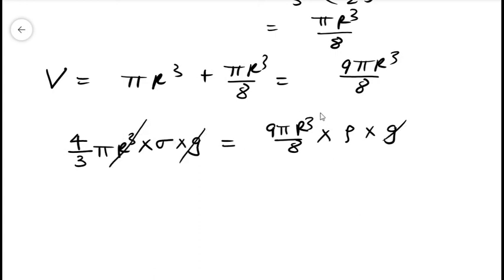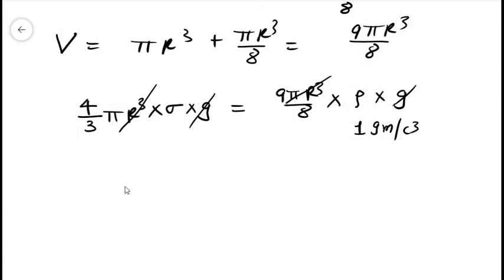Pi R cube will cancel out, and rho was given to be 1 gram per centimeter cube. So sigma will be equal to 27 divided by 32 gram per centimeter cube, and that's the answer.